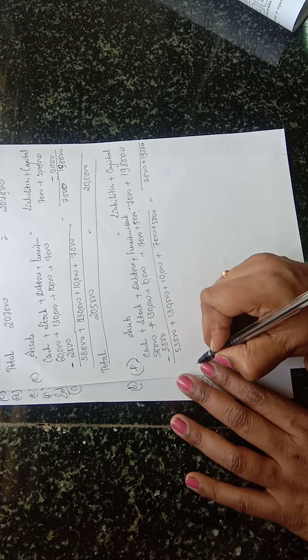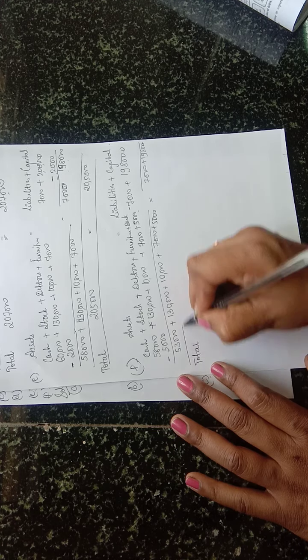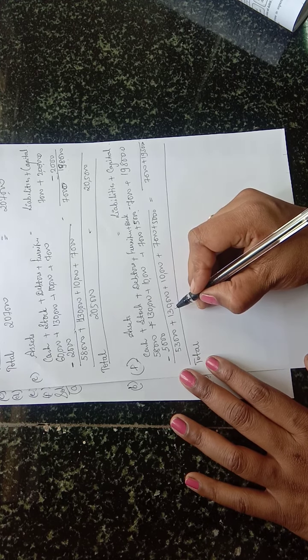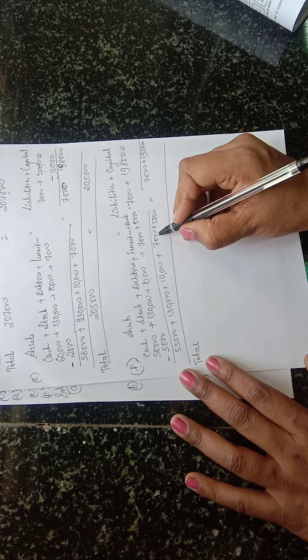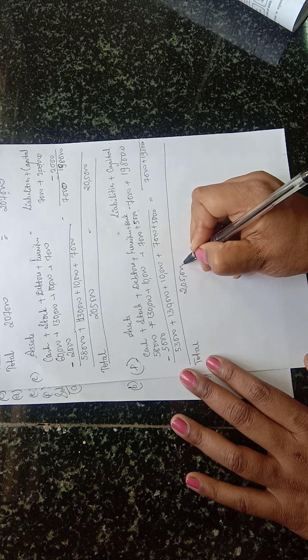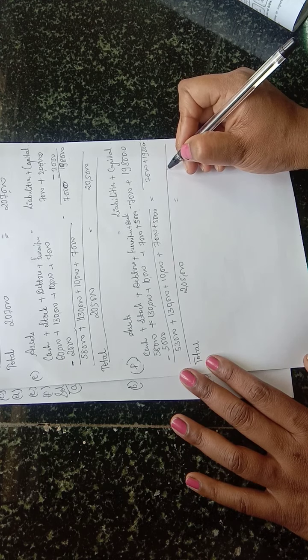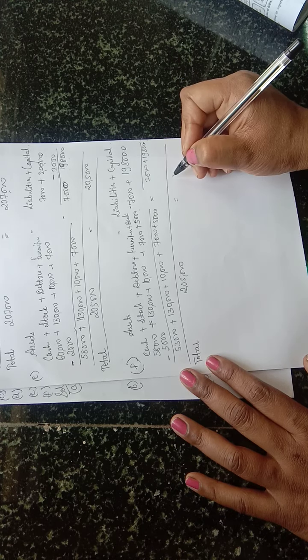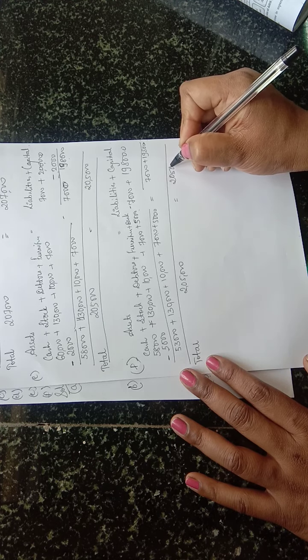Right? Total it. Yes. Total assets how much? See, it is 53,000 plus 1,30,000 plus 10,000 plus 7 plus 5. It's about 2,05,000. And total liabilities plus capital, 198 plus 7, is equal to 2,05,000.